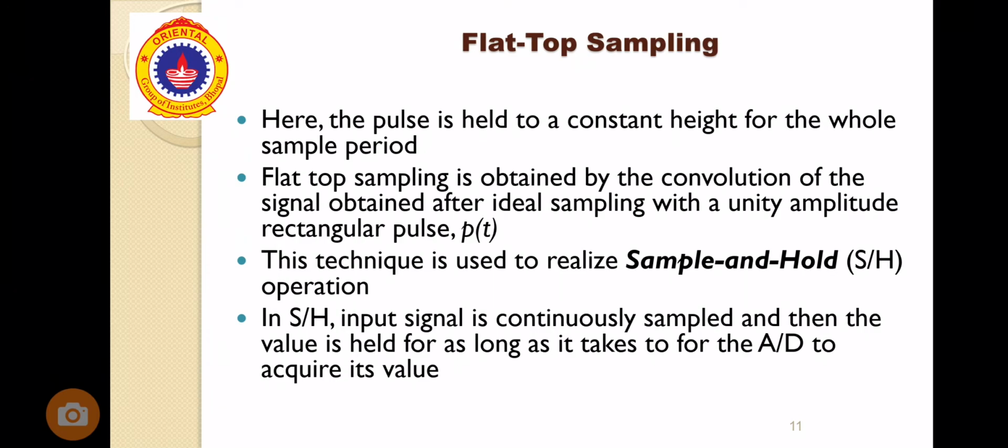In flat top sampling, the pulses hold a constant height for the whole sample period. Flat top sampling is obtained by the convolution of the signal obtained after ideal sampling with the unity amplitude rectangular pulse p(t). In flat top sampling, first you multiply the message signal with the train of impulses, then the resulting signal is convolved with the train of pulses.